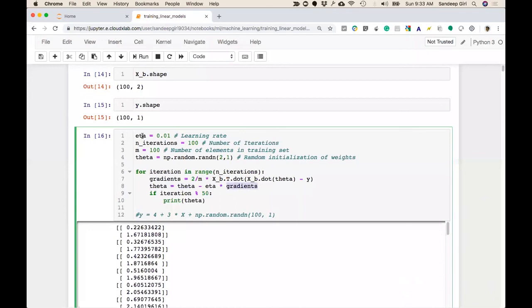So here we are assuming some value of learning rate, and the number of iterations is 100, and the number of instances is 100. Initially, theta is something the model has. Theta is not the slope. Theta is the objective. Theta is what we are trying to find out, right? Slope is the gradient of the error with respect to theta, the rate of change of error with respect to the rate of change of theta, okay? Because theta is what we are going to vary.